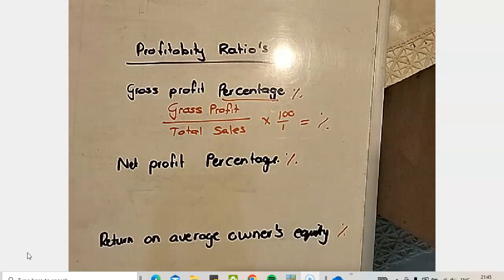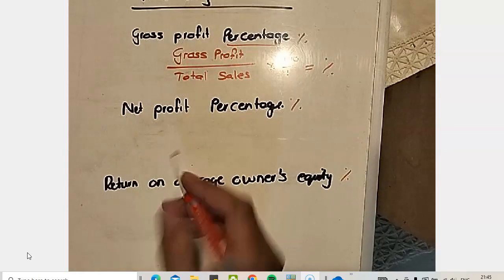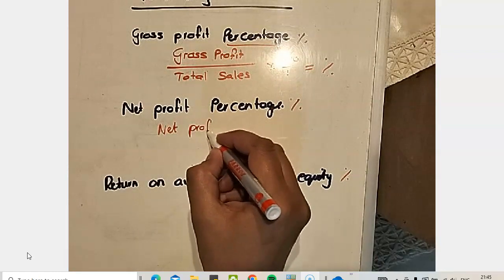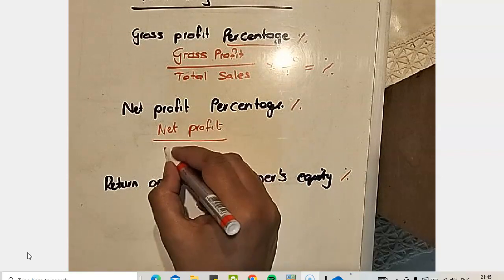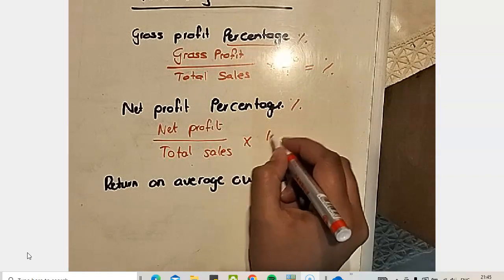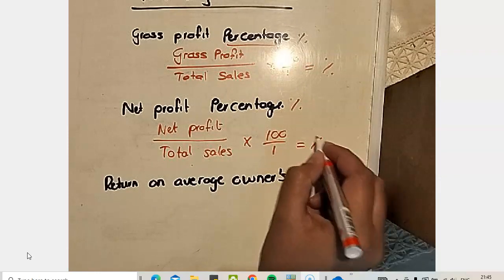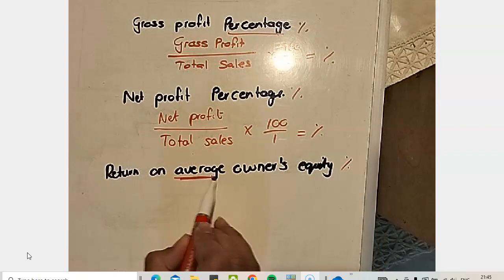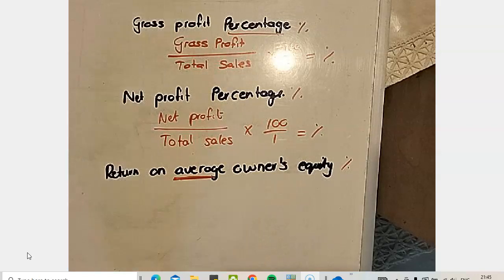Then the next one, your net profit, it will be your net profit over your total sales. Remember, it's percentage, so you times it 100 over 1 to get your percentage. Then the last one, it says return on average owner's equity. So they need to give you average owner's equity. It's going to be divided by 2 years because it's average. So if you ever see average, it will always be 2.